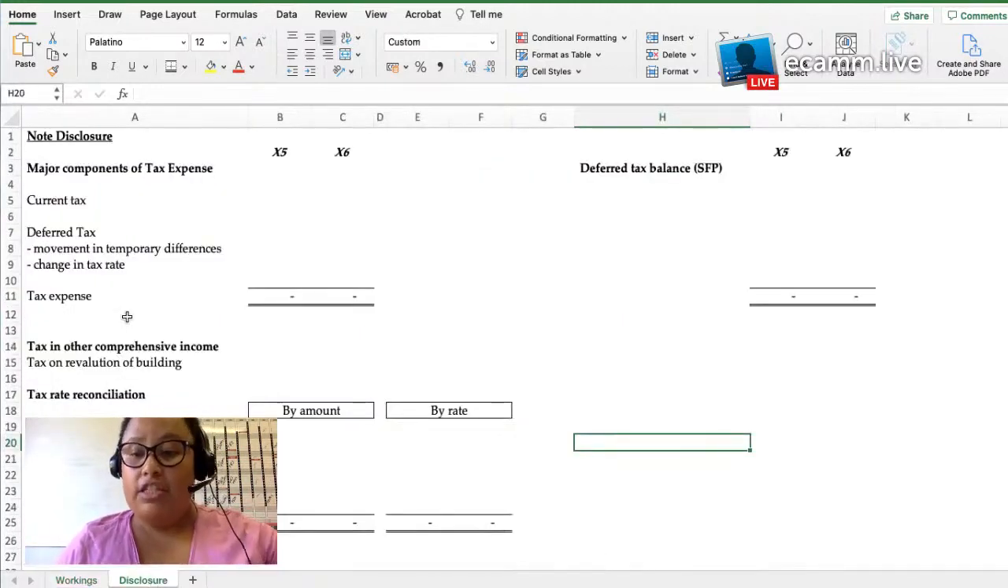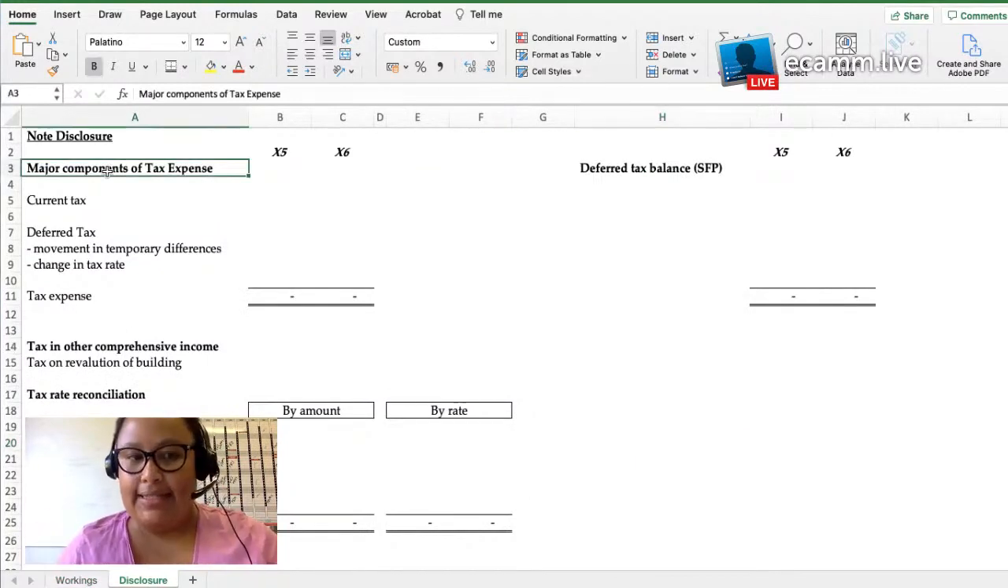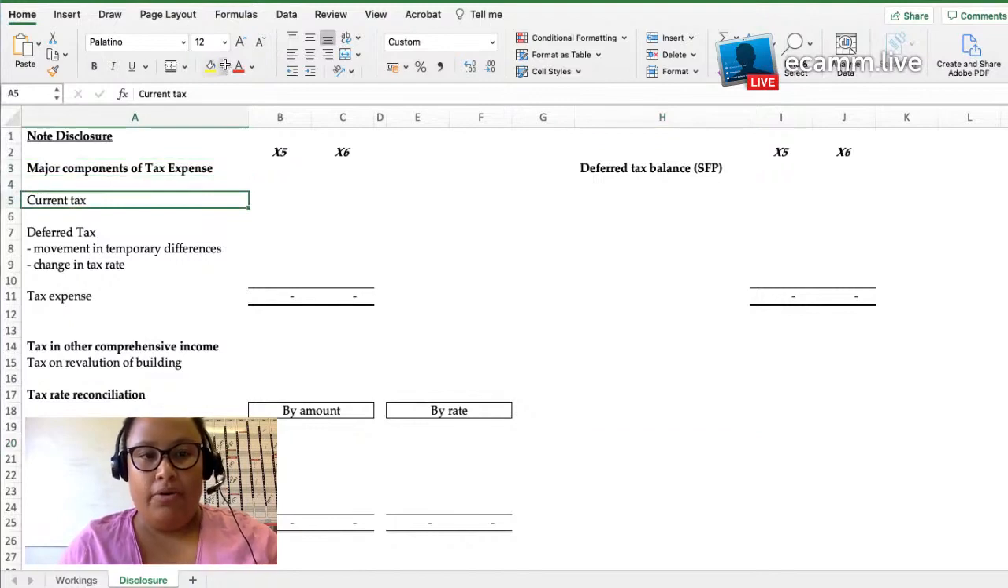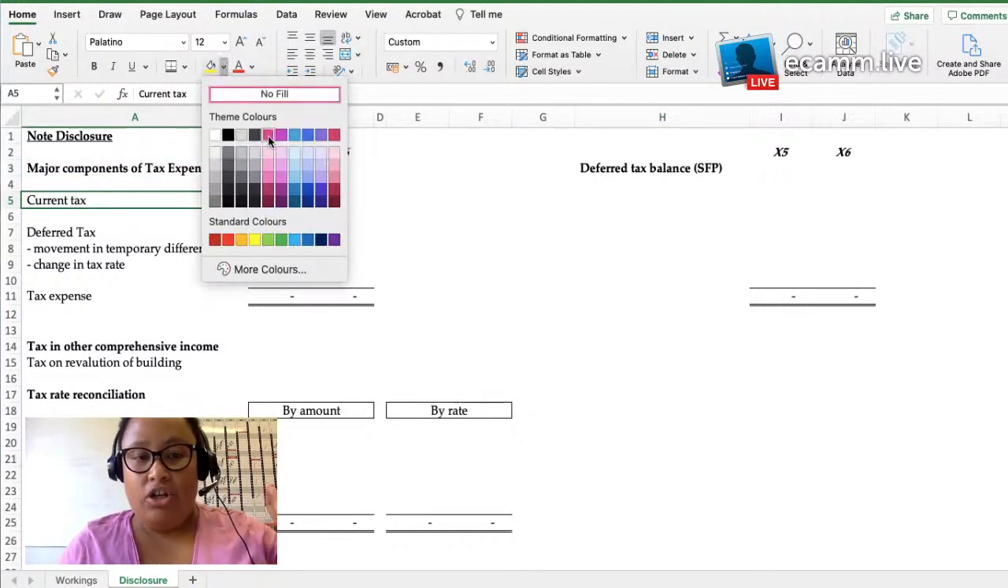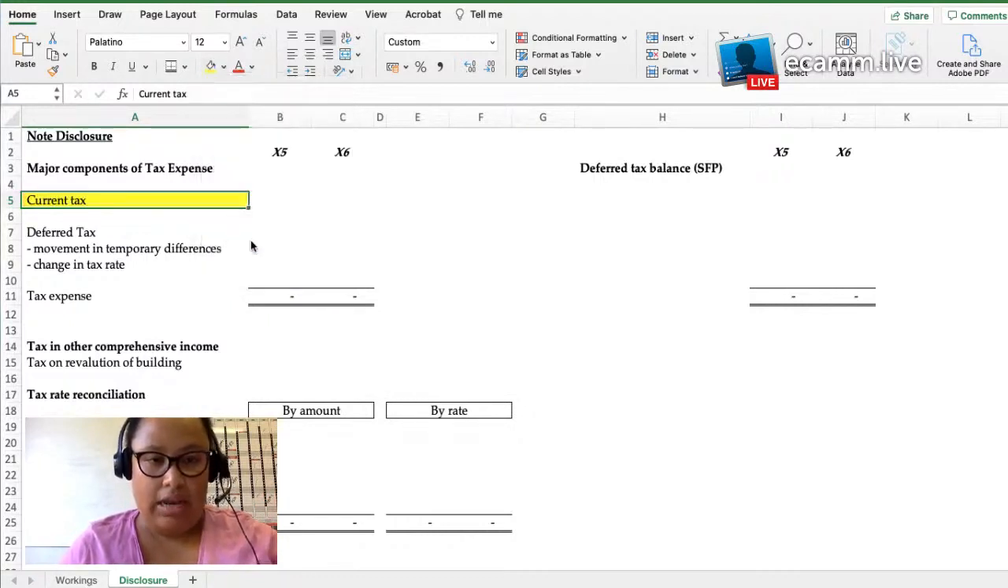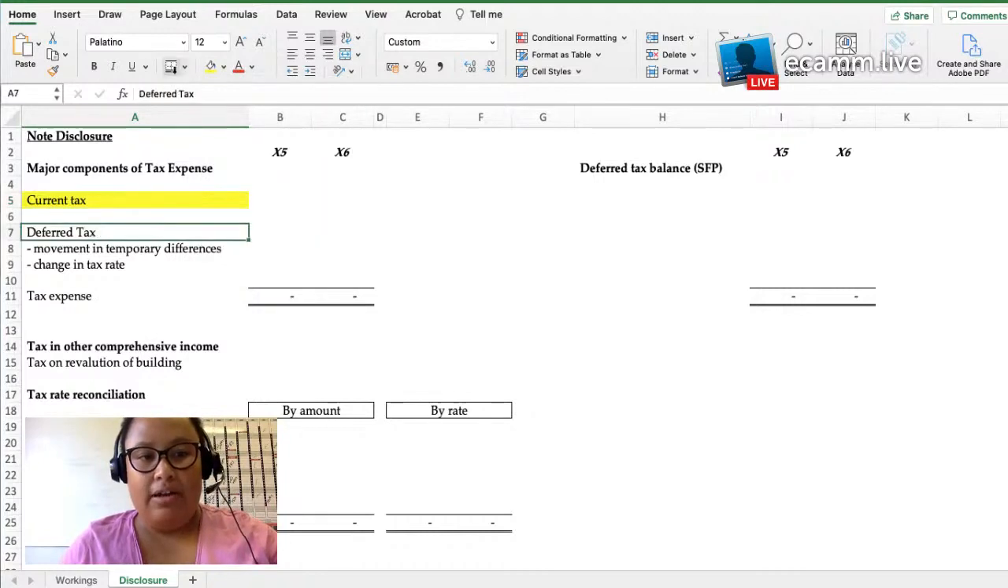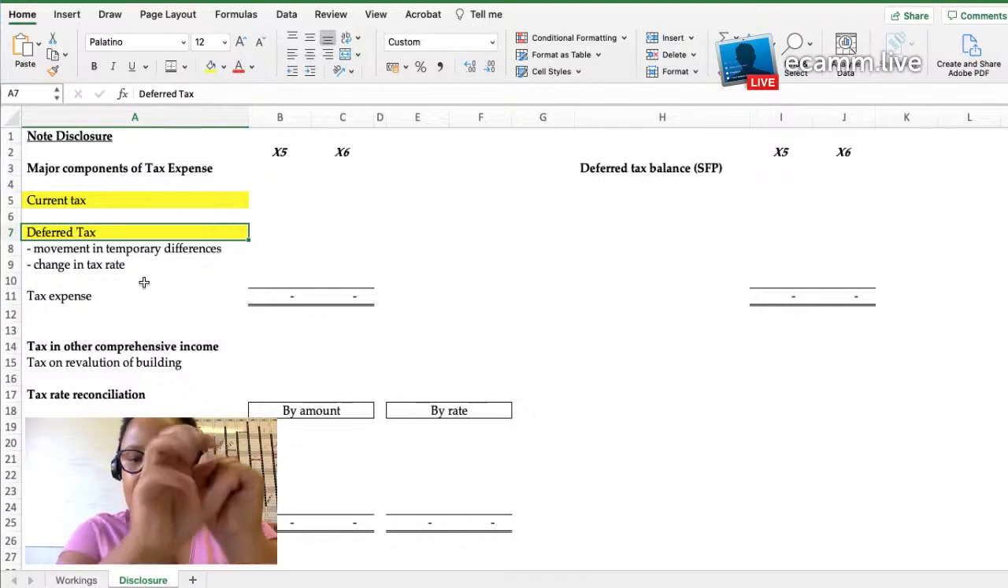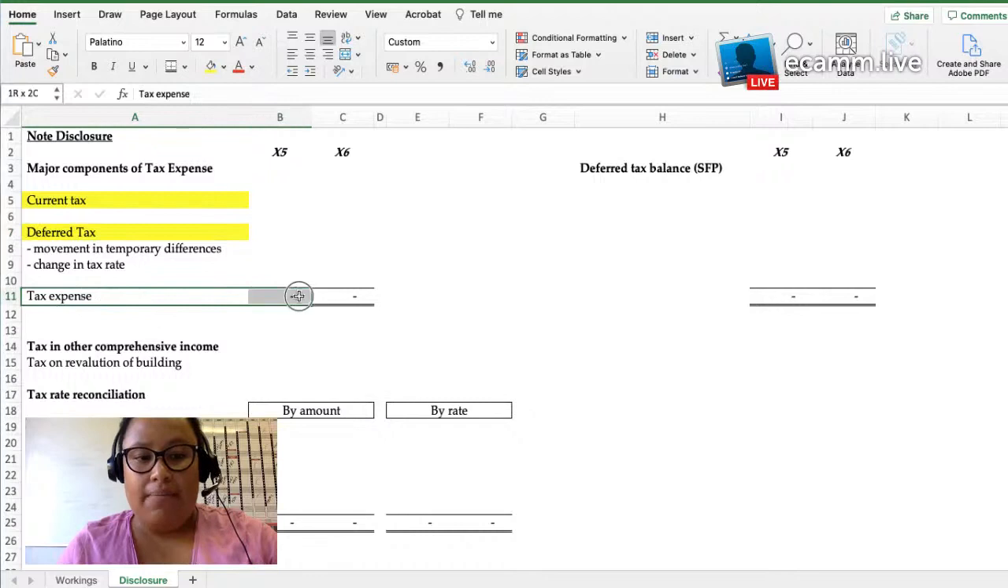The first disclosure we're going to look at is the major components of tax expense. So tax expense, major components, what do we know? Let's just make it a bit brighter. Let's do yellow. The major components of tax expense are current tax and deferred tax. Current tax plus deferred tax gives me tax expense in the statement of profit or loss and other comprehensive income, or your income statement, or whatever we're calling it these days.